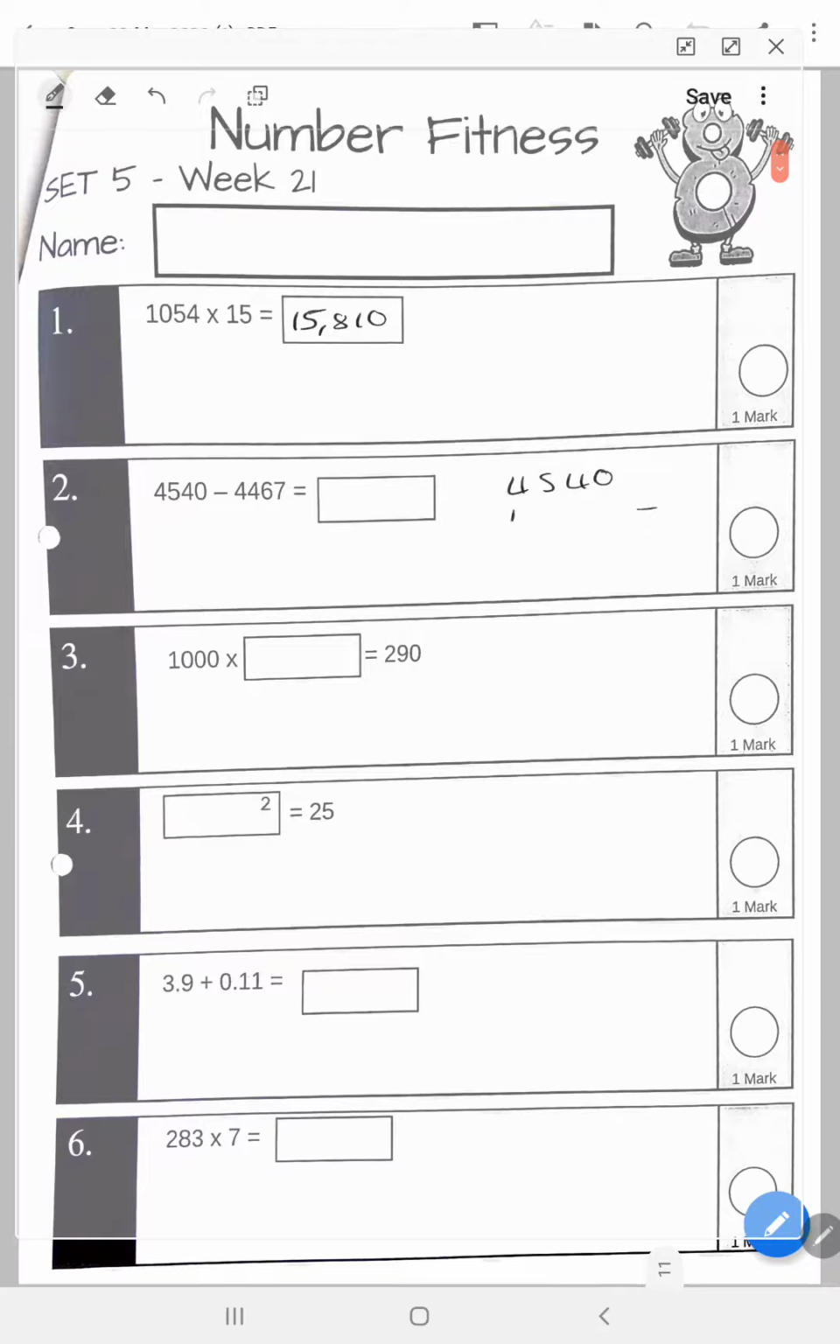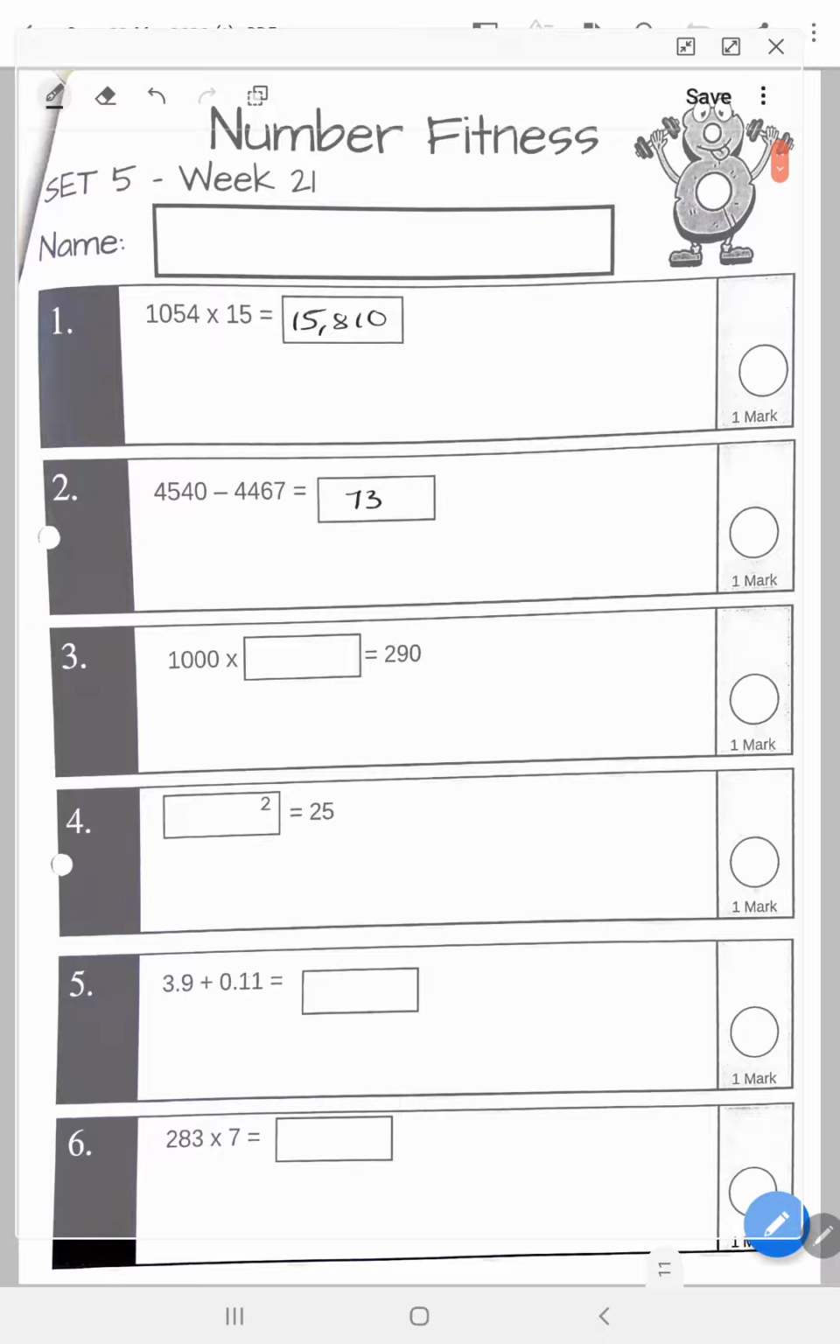4,540 subtract 4,467. 0 subtract 7, we can't. 73.